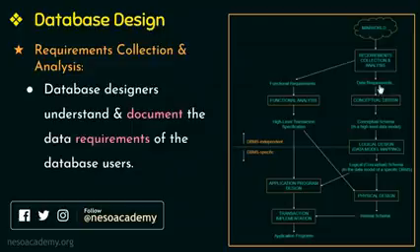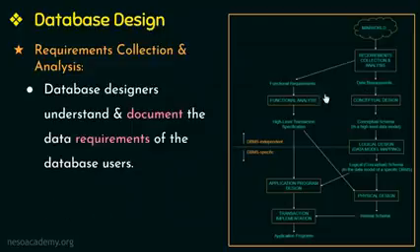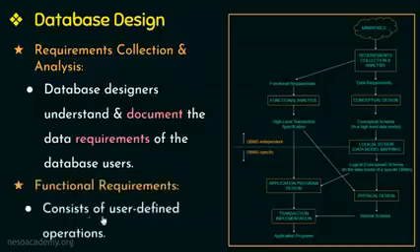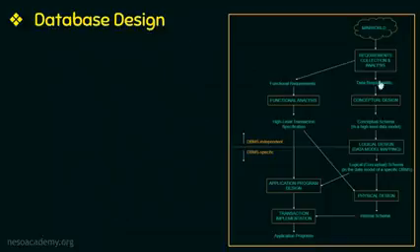Along with specifying the user's data requirements, the functional requirements also have to be specified. These functional requirements consist of user-defined operations that have to be applied to the database, and could also include retrieval and updating of data. Once all these requirements are collected and analyzed, the next step is to create a conceptual schema for the database using a high-level or conceptual data model.